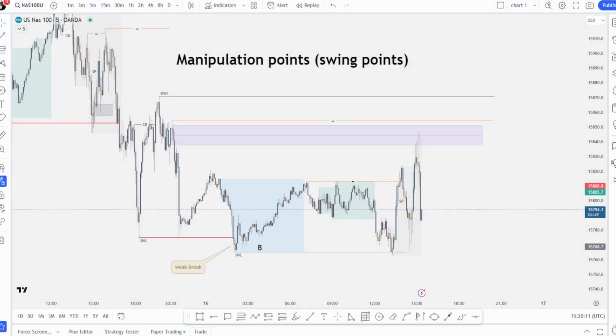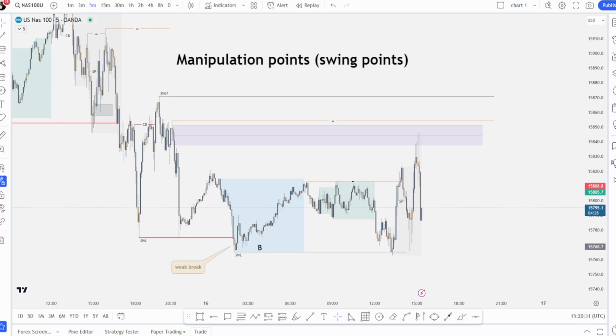Welcome back, guys, to another session that's following on from our 5-minute major order flow lesson that we posted, I think last week or the week before. So if you haven't already checked out that 5-minute major order flow lesson, then that is essential for your understanding of this video on manipulation points.